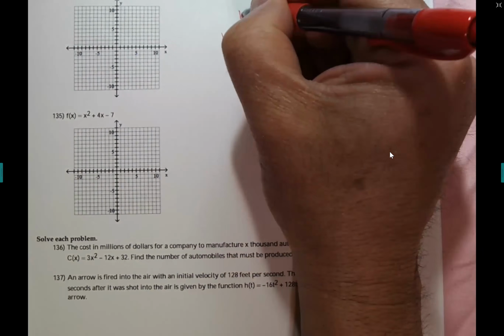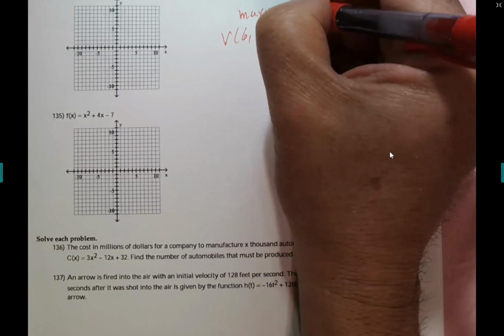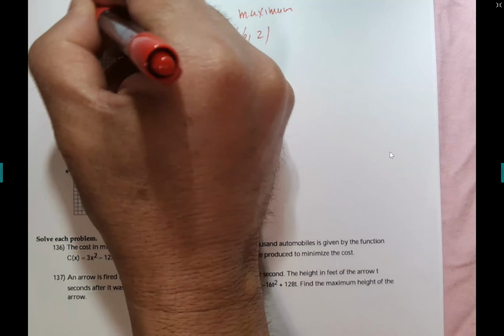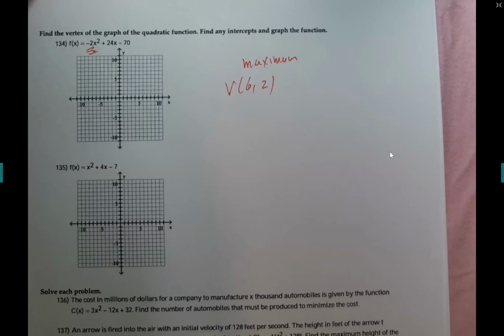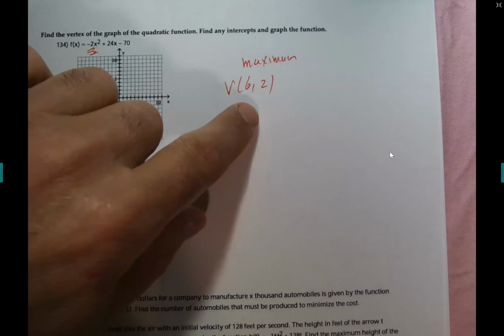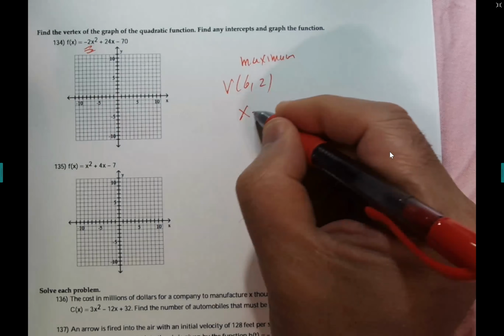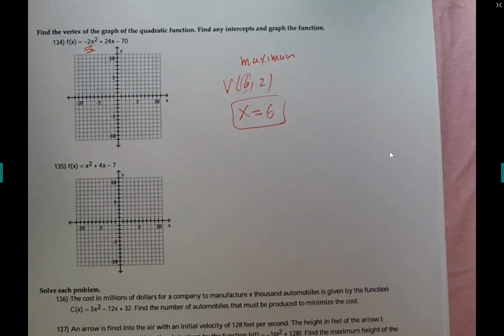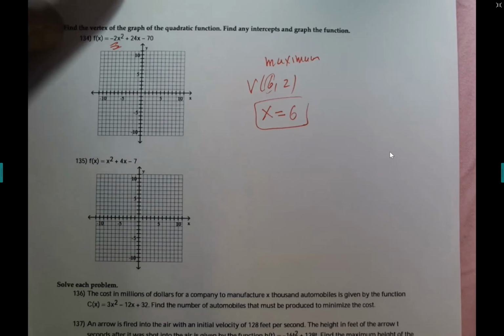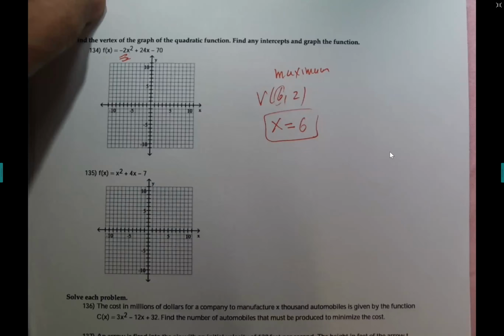It's a maximum. And why is it a maximum? Just like I told you before, because the a is negative. When the a is negative, it is a maximum, as you can see here. And the axis of symmetry, guys, is x equals whatever this number here is, 6. Okay, I'm going to stop here.